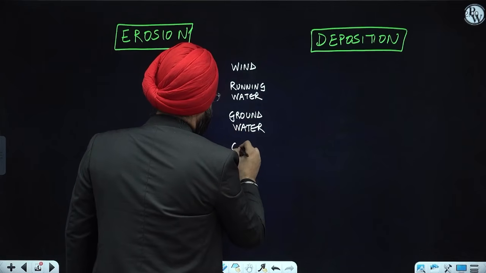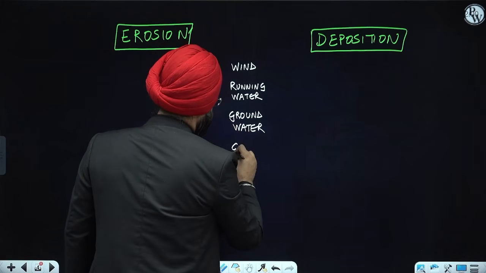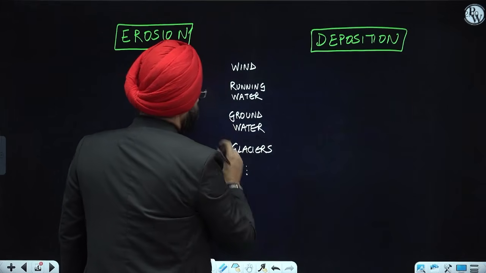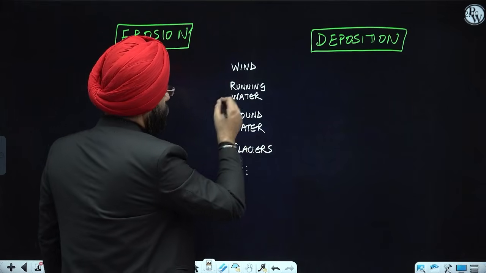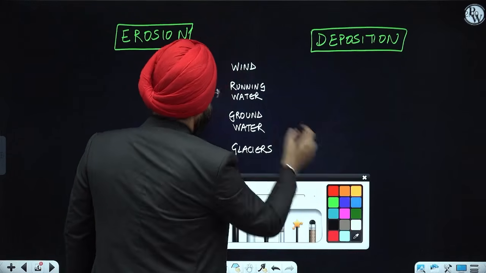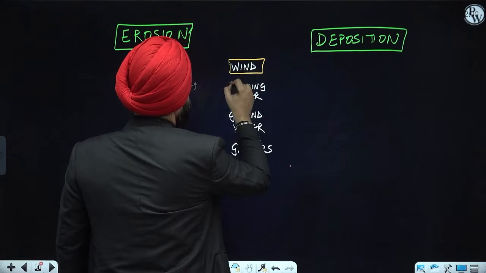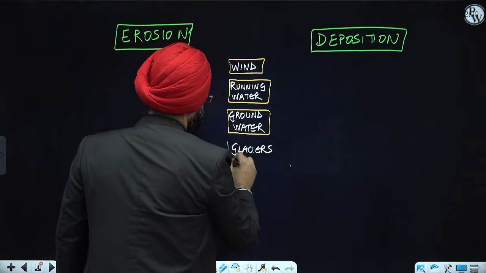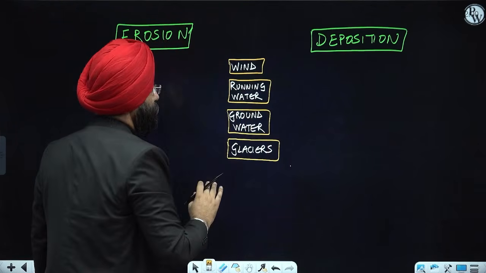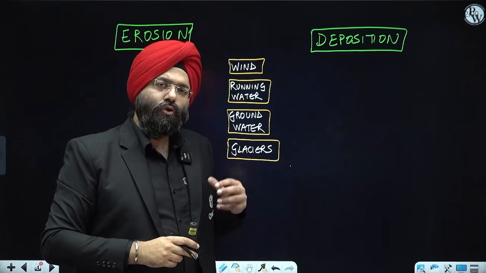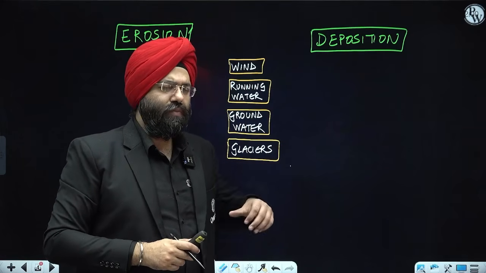You can even have glaciers, etc. Right? Now, do you realize that when I talk about, let us say, wind or running water, let us take these for the timing. Do you realize wind in a way is basically eroding certain things also? What do you mean by erosion?